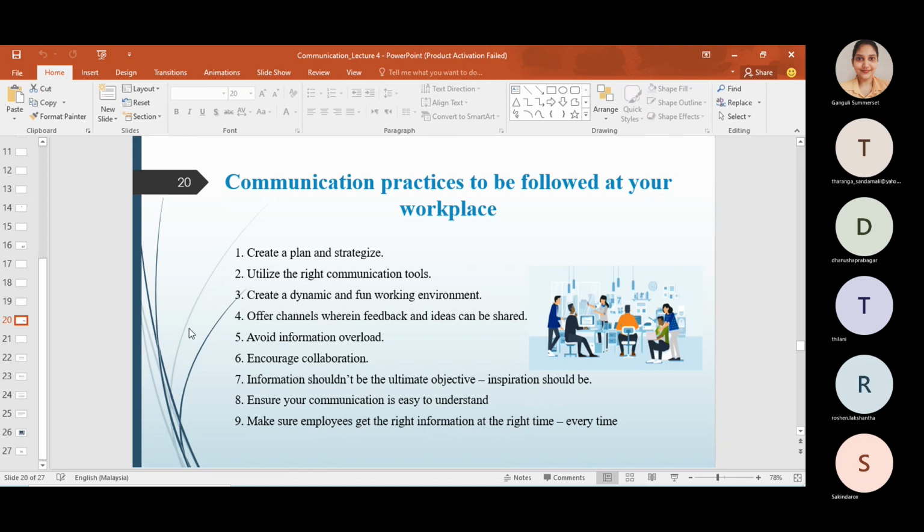Okay, and information shouldn't be the ultimate object, inspiration should be. When you are communicating, it is important to deliver some sort of information, but information should not be the one and only objective. Information should be just one objective, but other than information, you have to make sure that your conversation sounds inspiring as well. Your conversation should be able to inspire your listeners. So information is just one thing. It's not the only thing. Inspiration is much, much more important.